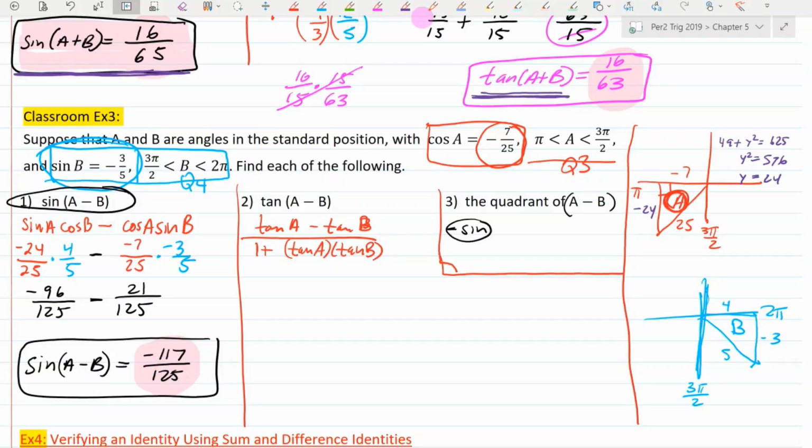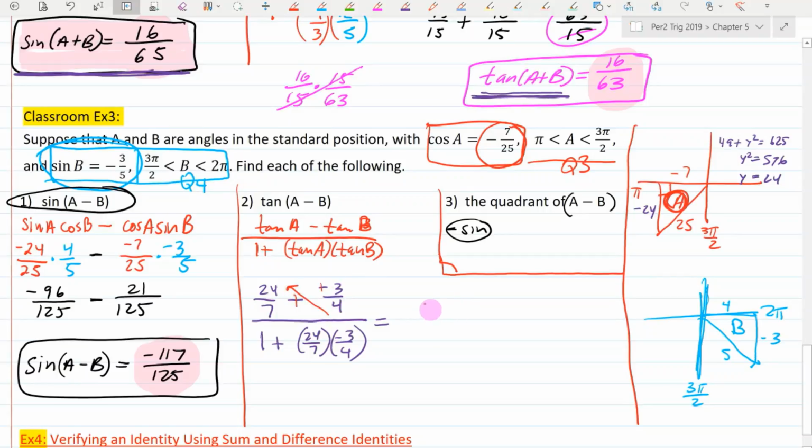So tangent of A is 24 over 7 minus tangent of B, which is a negative 3/4. In the denominator, I'm going to have 1 plus 24 over 7 times negative 3/4. All right, so here, this is going to become plus.